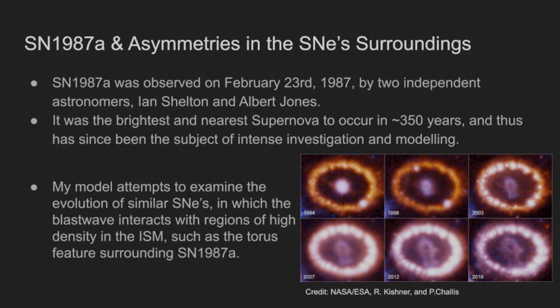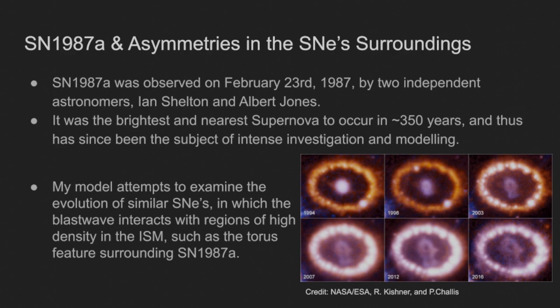Images of SN 1987A show strong interaction of the blasted ejecta with a ring or torus of material ejected into its surrounding environment by the progenitor approximately 20,000 years before the supernova explosion. This is an example of how the morphology and evolution of a supernova remnant can be heavily affected by its surrounding environment.